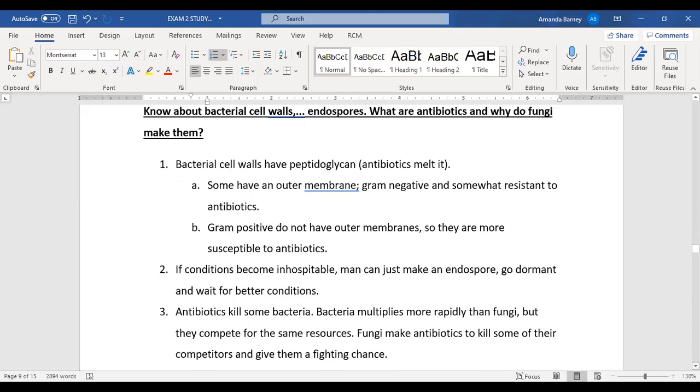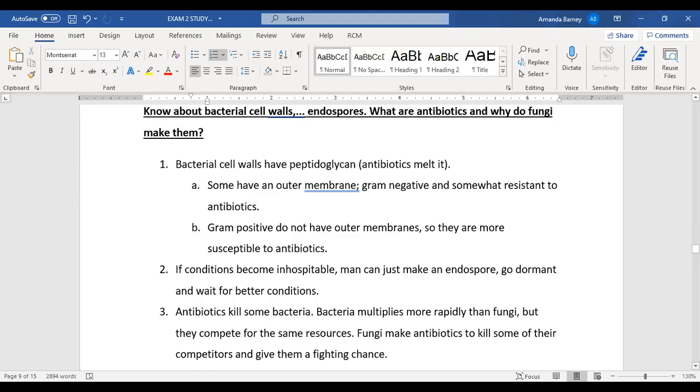Okay. This one's kind of hard to wrap your head around sometimes when you're talking about the bacterial cell wall. So just pause me if you need more on this. Every bacteria has a cell wall that's made up of peptidoglycan. Peptidoglycan is melted, eaten away by antibiotics. And because all of biology is tied together, antibiotics are created by fungus. The fungus creates the antibiotics to kill the bacteria so they can compete for the same nutrient sources.